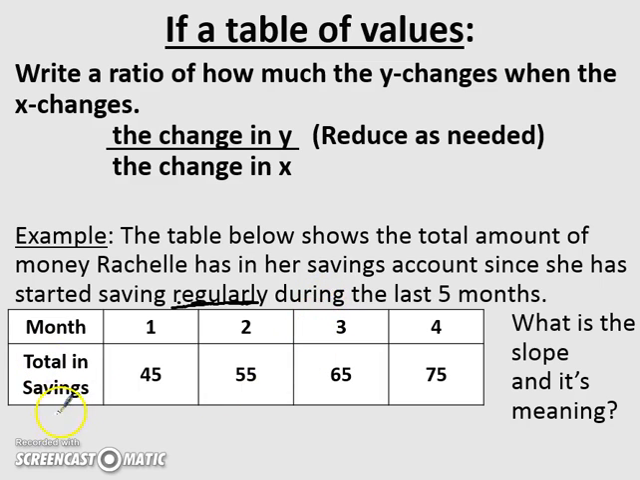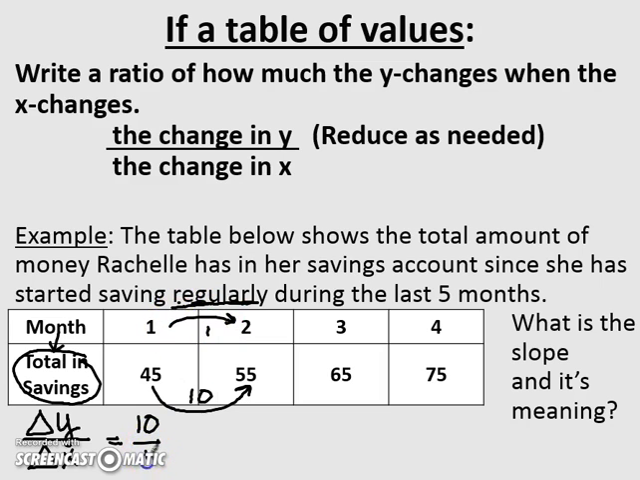So we need to write a ratio of how much the y changes. In math, a triangle before the y means change in y over the change in x, how much it's changing. So the y is the output. The savings is a result of the months, so this is our output. So the output goes up $10, so our change in y is $10, when the month goes up one time. 10 divided by 1 is 10. And you can see that this is true everywhere. 10, 1, 10, 1. So what is the slope?